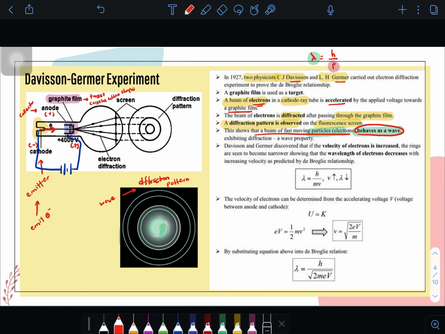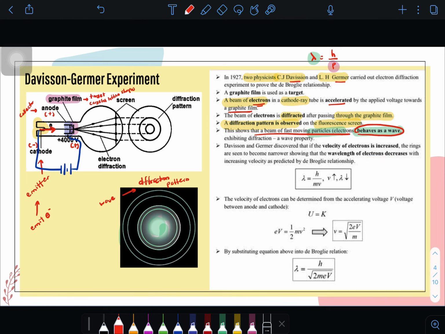Maksudnya sebab formula de Broglie ialah lambda equals h over p equals h over mv. So bila kita increasekan velocity, what will happen to the lambda, akan berkurang. So lambda ialah wavelength. Wavelength ialah jarak ini semakin rapat. Semakin laju, lambda semakin kurang. Maksudnya kita punya pattern semakin closer, semakin rapat.